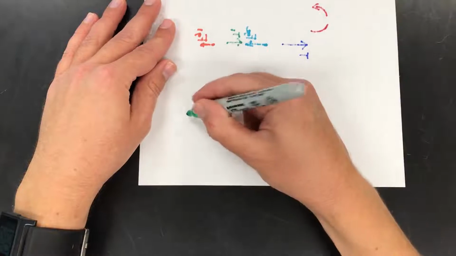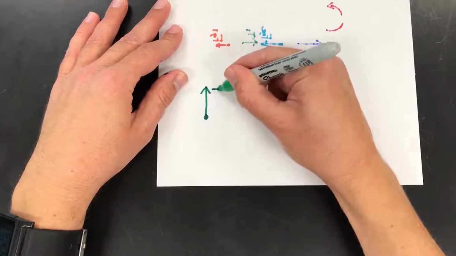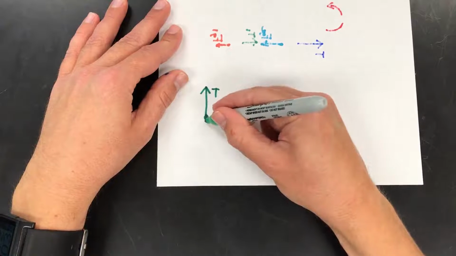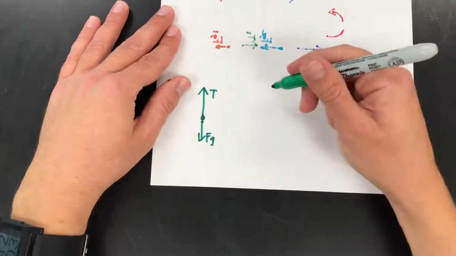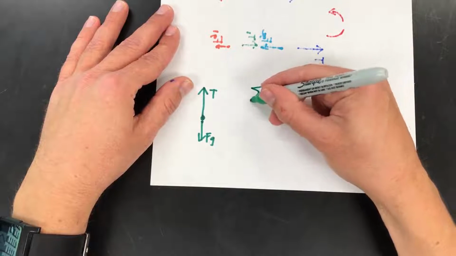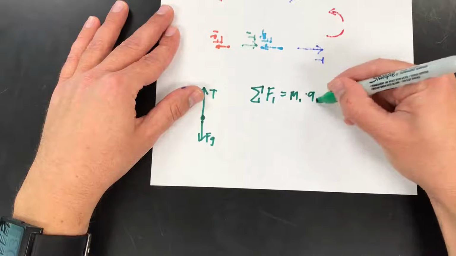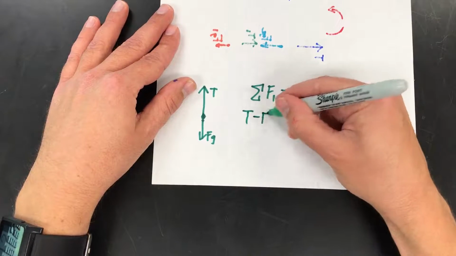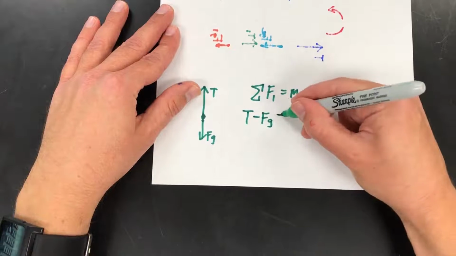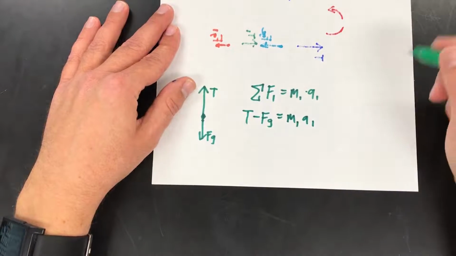The reason that it's not the same is on the 1 kilogram block here, the tension is up, and I'm calling the way that it moves positive, and the force of gravity is down. What difference does that make? Well, when you go to set it up, the sum of the forces on block 1 is equal to the mass of 1 times the acceleration of 1. We've got tension up is winning, minus the force of gravity down, which is losing, is equal to mass of 1 times acceleration of 1.